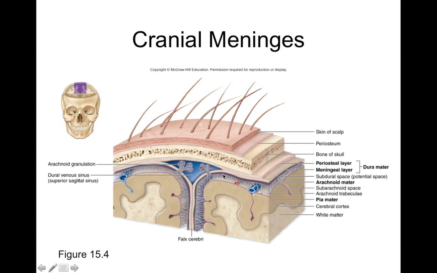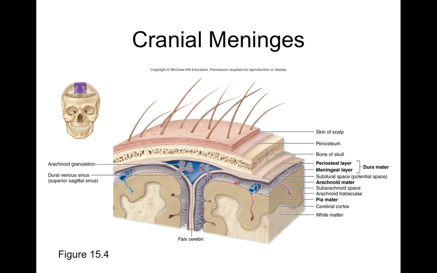Now, then we have our arachnoid mater here and our pia mater. But you guys notice how there's actually some spaces between these layers. There's actually a space between the dura and the arachnoid here. Do y'all see that? Kind of this little darker area. This is called the subdural space.